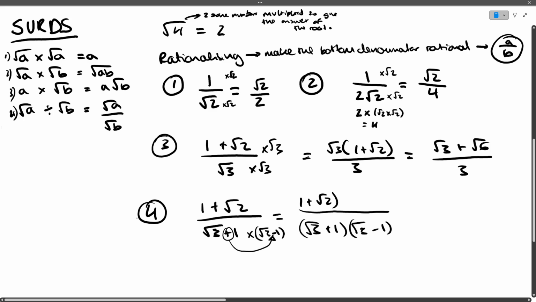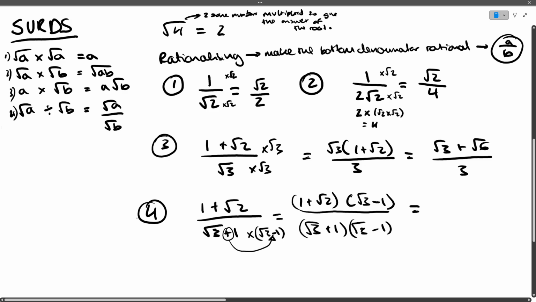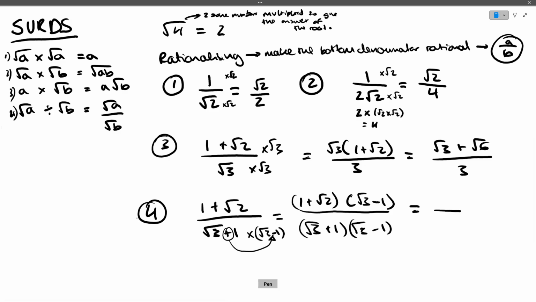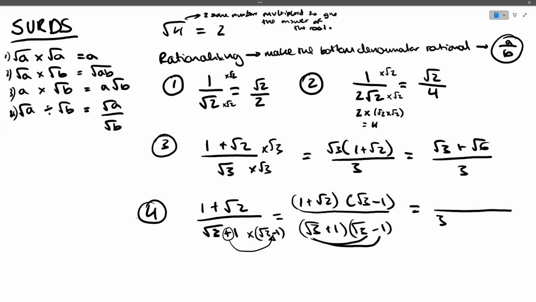1 plus root 2, times root 3 minus 1. And here we'll actually do the bottom first. Root 3 times by root 3, which is 3. Root 3 times by minus 1 is minus root 3. 1 times by root 3 is plus root 3. And 1 times by minus 1, which is minus 1.